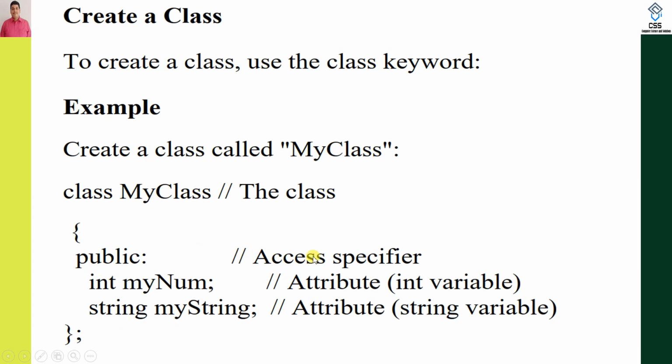And public is the access specifier. If you don't specify any access specifier, the default access specifier is private. The difference between private and public is that public members and methods can be accessed inside and outside the class, while private members and methods can be accessed only within the class, not outside the class.